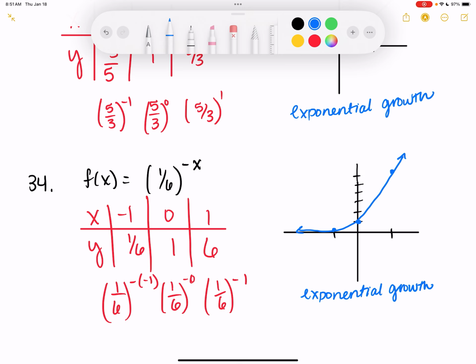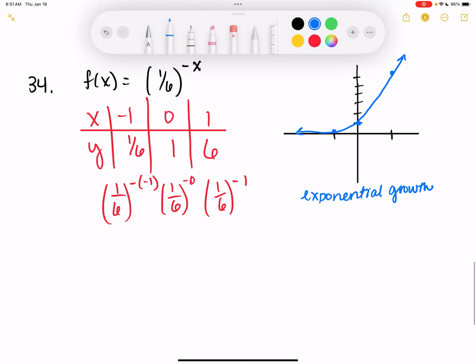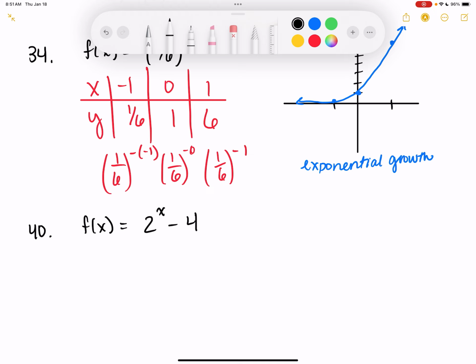All right. So that's like the easier graphs, okay? Now we're going to move into ones that have a little bit more to them. And with these ones, -1, 0, and 1 aren't always the best option still, but we'll probably just use that for consistency's sake. So, f of x is equal to 2 to the x minus 4. I'm going to set up my table again.